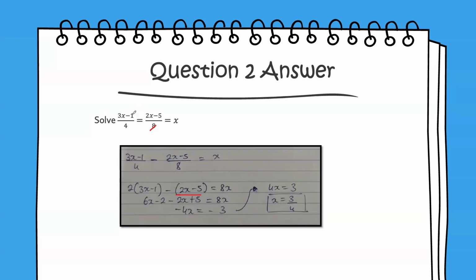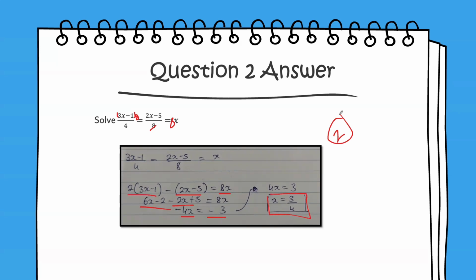If we multiply this by 8, so I'll put brackets here and then times 8. So 8 over 4 is 2. So we get 2 times (3x minus 1). And then 8 times x is 8x. So we get 8x over here. Okay. Now expanding these brackets, 2 times (3x minus 1) is 6x minus 2. And then minus times minus 5 is plus 5, so minus 2x plus 5 is equal to 8x. Bring all the x's together, so we get negative 4x is equal to negative 3, which means that x is equal to 3 over 4. Okay? And then probably a 2 or 3 marker at best.